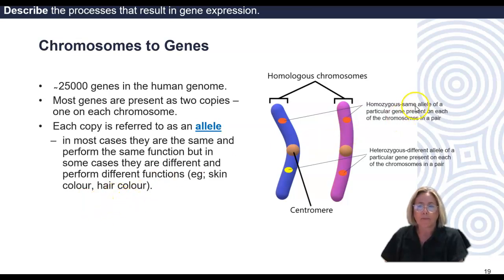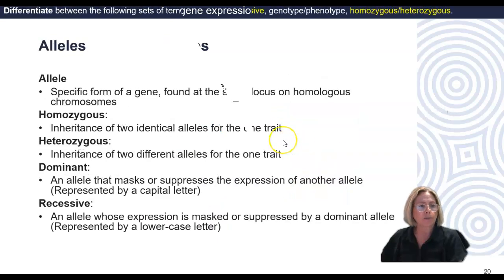So if we go over here, we can see that at this locus, which is just a particular spot on a gene, we have the presence of the same allele. In this situation, we call this homozygous. So homozygous is the same allele of a particular gene present on each of the chromosomes in a pair. If we go down here, you can see that we have something called heterozygous. Heterozygous means that there are different alleles of a particular gene present on each of the chromosomes in a pair.